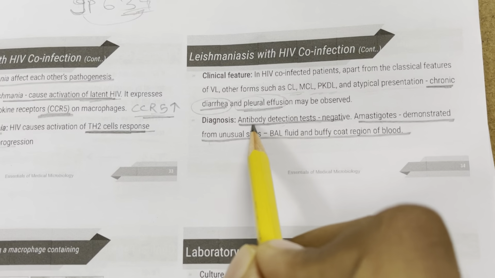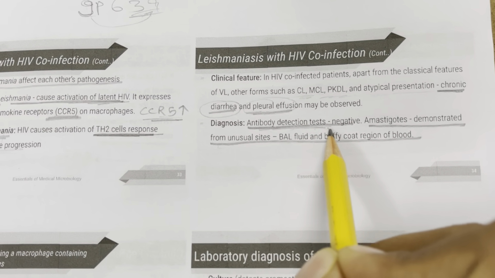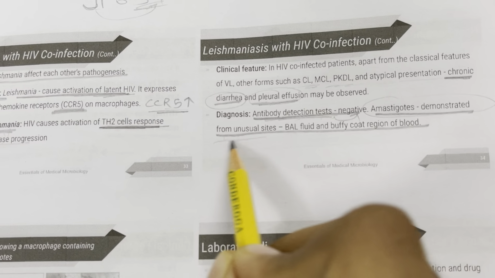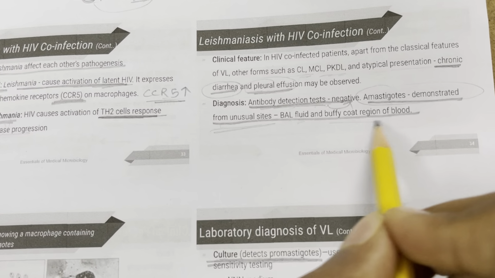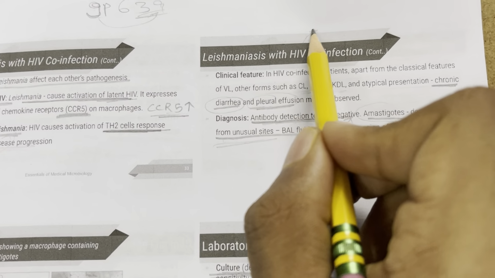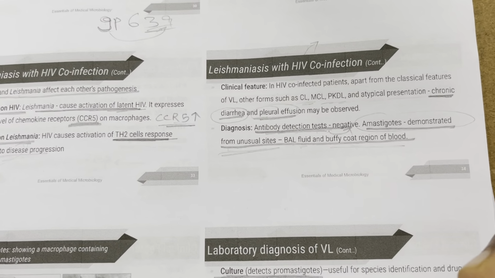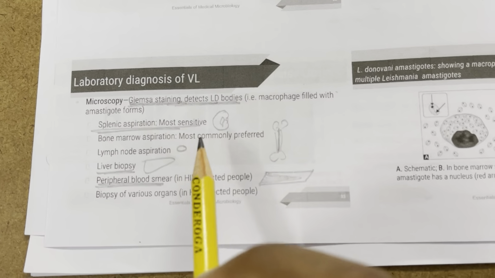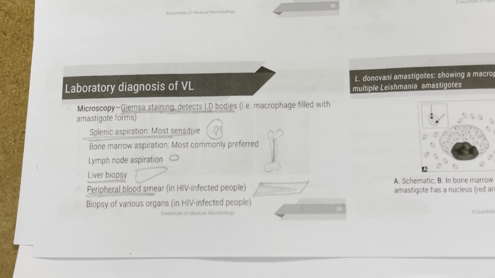Diagnosis again by antibody detection test, but this time it is negative. Antibodies are negative. Amastigotes are demonstrated from unusual sites such as buffy coat region of the blood. Alright, because HIV is a sexually transmitted disease that also is transmitted through blood transfusion, right? So blood, buffy coat region of blood, you can see amastigotes this time from an unusual site. So microscopy, you can detect LD bodies, which are macrophages filled with amastigote forms.